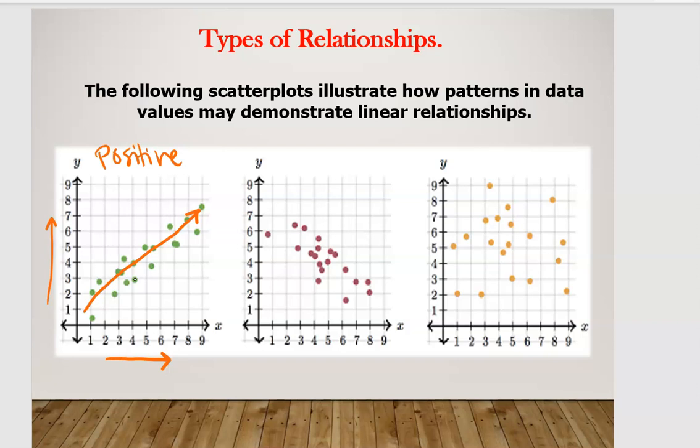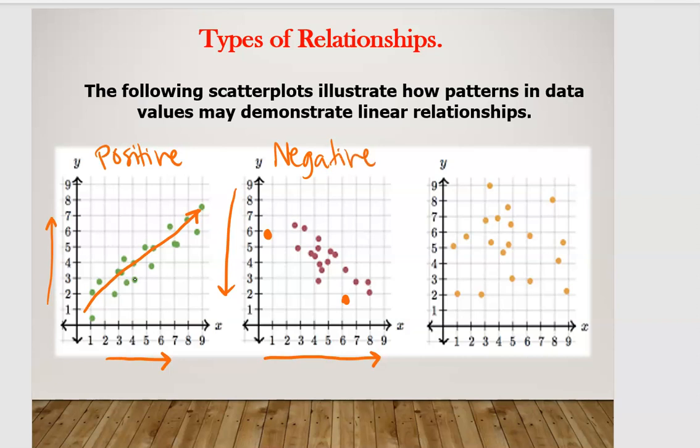In the second graph, as x is increasing, so the dots are going more to the right, we can see that the data points are going down. We can take two points, for example, this point right here and this point right here, and see that the further right I get, the lower I am getting. So this is called a negative correlation.